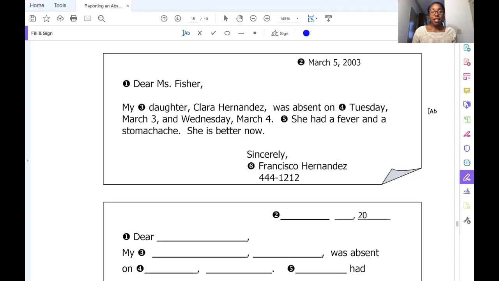Here we have an example of an absence note. Let's read it together. March 5th, 2003. Dear Miss Fisher, my daughter, Clara Hernandez, was absent on Tuesday, March 3rd and Wednesday, March 4th. She had a fever and a stomach ache. She is better now. Sincerely, Francisco Hernandez, 444-1212.